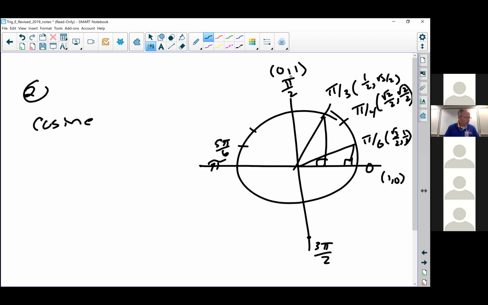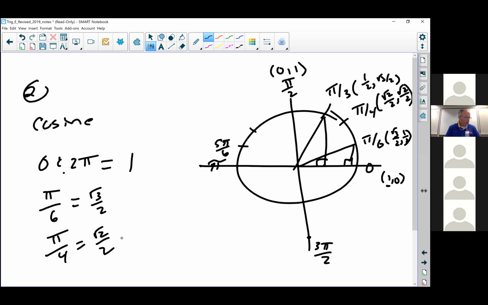So if I look at cosine of 0 and 2 pi, we're looking at the x value, so that's equal to 1. Pi over 6, if you had cosine of that, you would be looking at the x component, so it'd be root 3 over 2. Pi over 4, it's just root 2 over 2. You're just looking at the x component there. Pi over 3, you're looking at the x component, so it's 1/2. And these are all for cosine.